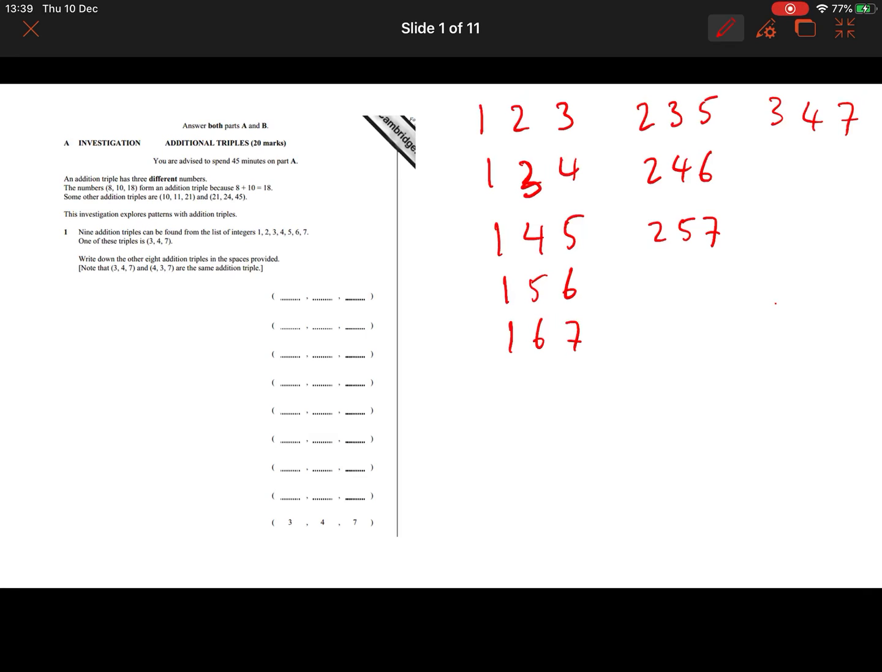Point being, there are some terribly easy questions on this paper and also some terribly difficult questions on this paper. So be absolutely sure that you get the easy questions right. Okay? Okay, so moving on.